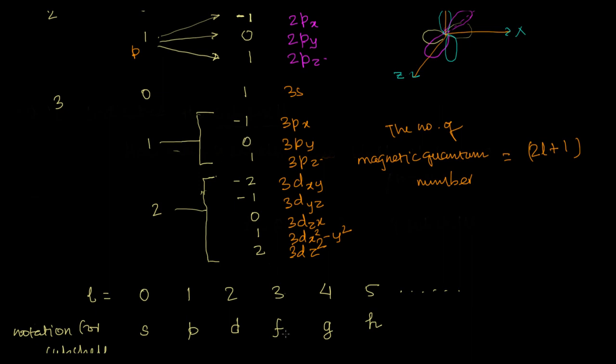So this is 2L plus 1. So if it is 2, there are 5 of them. If L is 3, then there are 7 of them. That is called F orbital, right? So the number of magnetic quantum numbers allowed is 2L plus 1, okay? Fine. Next we'll go to a concept that is called electron spin, and there's a quantum number associated with that called the spin quantum number, right?